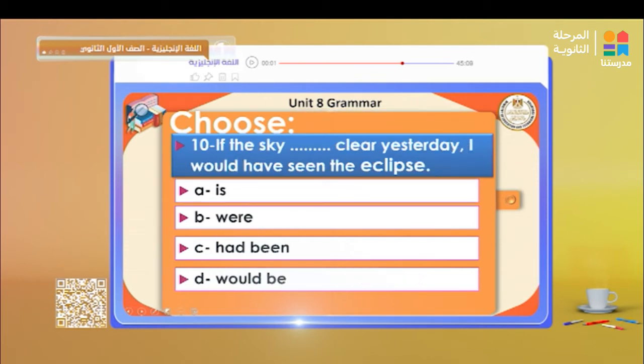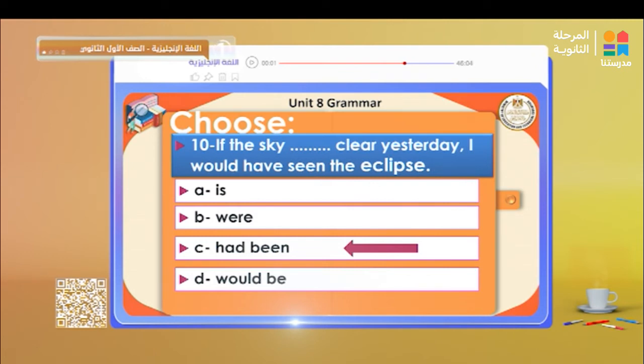Question number 10. If the sky clear yesterday I would have seen the eclipse. شايفين احنا بنتكلم على yesterday يعني حاجة in the past، كمان عندنا would have والpast participle would have seen، يبقى أكيد ده type 3، وطالما هو type 3 يبقى أنا هستخدم had والpast participle. يبقى الأوبشن الصح عندي هقول had been. If the sky had been clear yesterday I would have seen the eclipse.